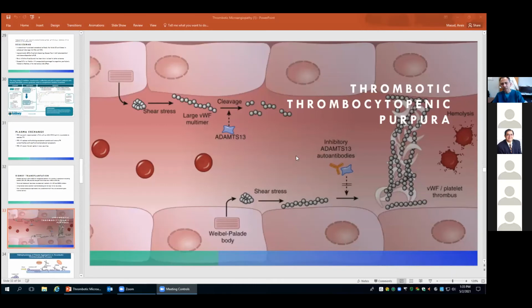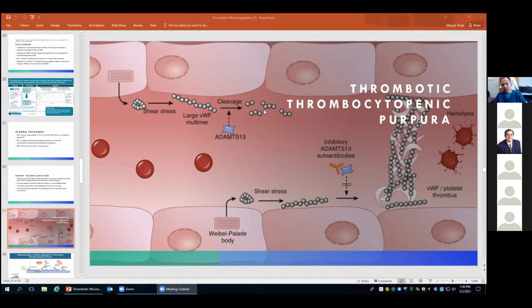So let's talk about TTP. The mechanism is here. This is the endothelium, and from the endothelium, the large von Willebrand factor is produced when there's shear stress on the arterioles, particularly small arterioles or arteries. It is released as a long multimer, but it is cleaved by the enzyme ADAMTS13, so it becomes small.